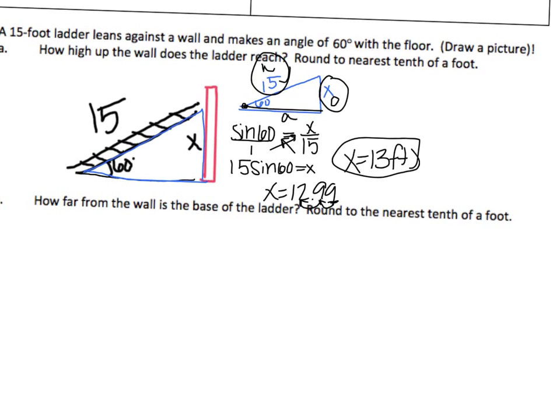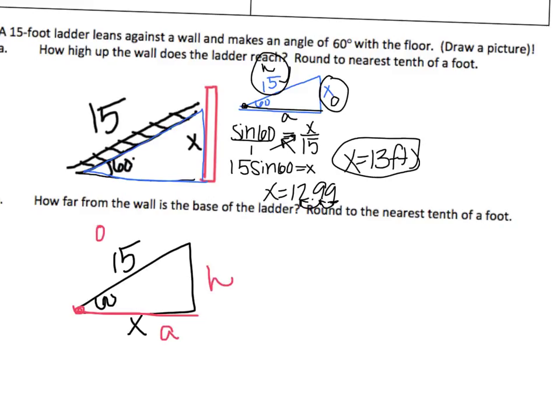Okay. All right. Next question. It says, how far from the wall is the base of the ladder? Round to the nearest tenth of a foot. So again, I'm going to take this picture. This is 60, and this is 15. And now I'm trying to find from the base of the ladder to the wall. So again, for 60, this is going to be the adjacent, hypotenuse, and opposite. Whoops, flip those around. This is the hypotenuse, that's the opposite. So we have the adjacent and the hypotenuse, that's going to be cosine.